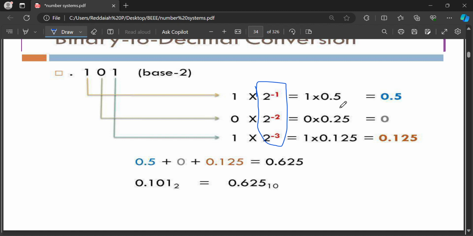1 into 0.5, you will get 0.5. 2 power minus 2 is 1 by 2 square. 0 into 2.5 is 0. That means we have to multiply by 2 power minus 1, 2 power minus 2 to convert the digits after the decimal point.